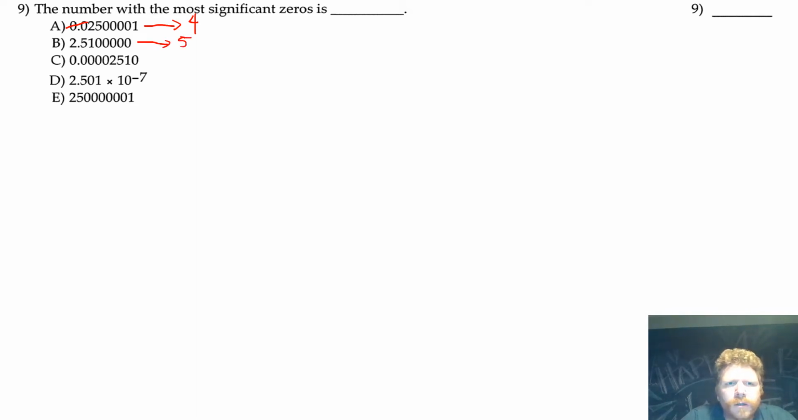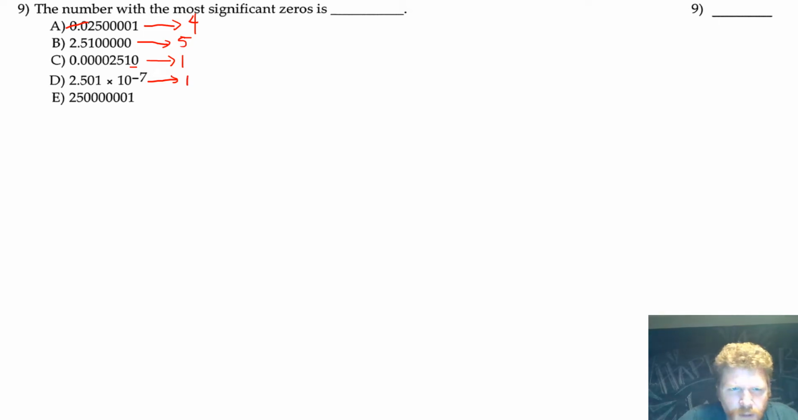Answer option C shows us 0.000002510. The only one that is significant here is the last zero, because it's after a decimal place. The first zeros immediately after the decimal place are just placeholders, so this one only has 1. Answer option D tells us 2.501 times 10 to the negative 7th. Basically that's 0.00000002501, so those first zeros are just placeholders, and we only have 1 significant zero there.